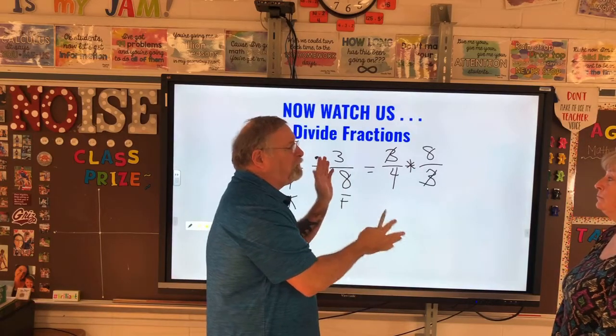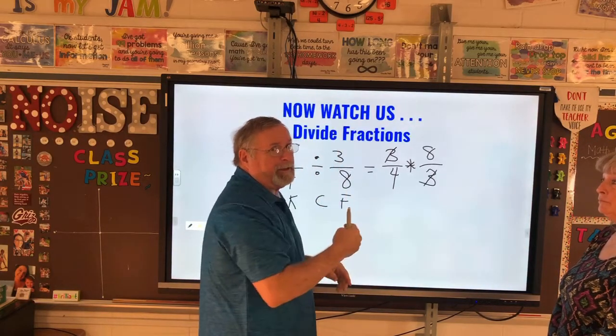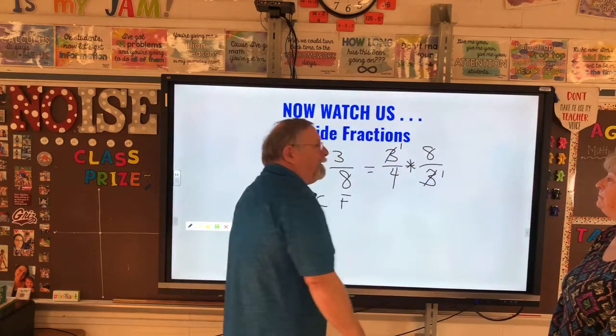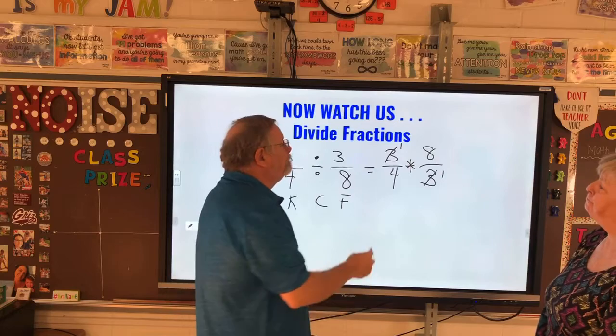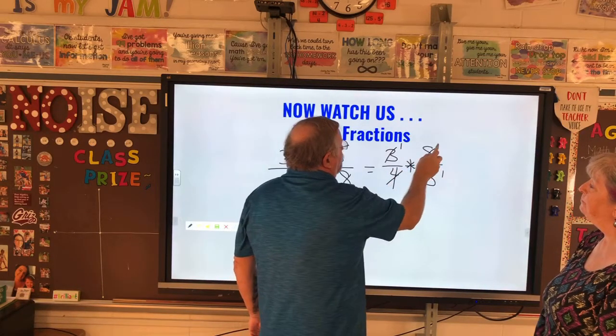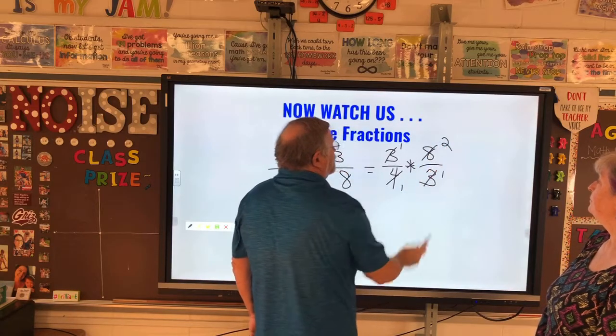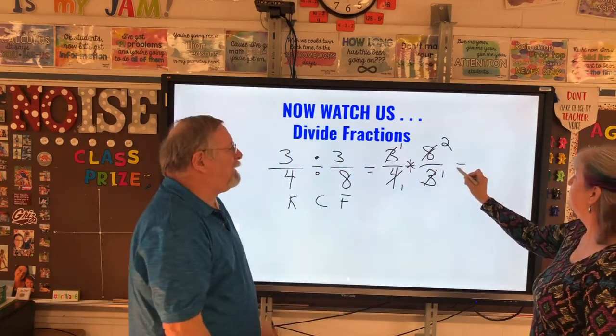So anytime you see two numbers that are the same, one in the top, one in the bottom, you can reduce them. They just become 1s. And then 8 and 4. I bet I can divide both of those by 4, and that becomes a 1, that becomes a 2, and now when you go to multiply it, you can go ahead and finish it.